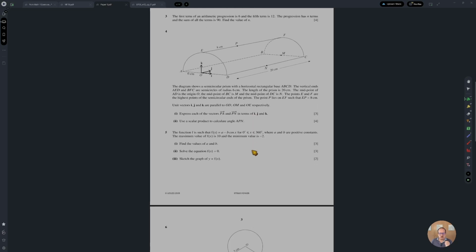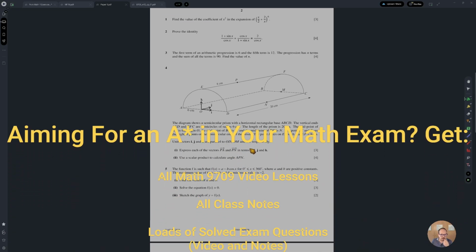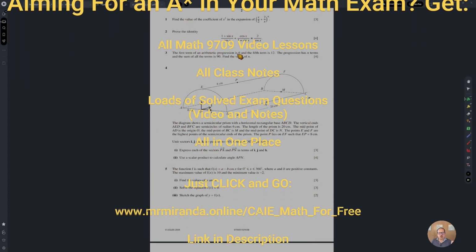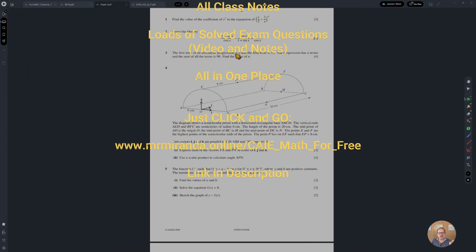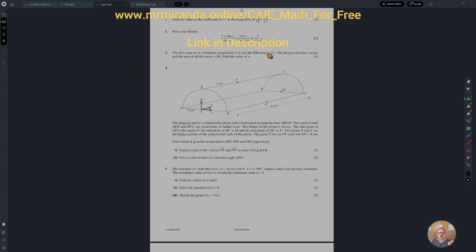This is from October-November 2008 paper 1, question 3. The first term of an arithmetic progression is 6, so A equals 6, and the fifth term is 12, so U5 equals 12. The progression has n terms, and the sum of all the terms is 90, so Sn equals 90. Find the value of n.